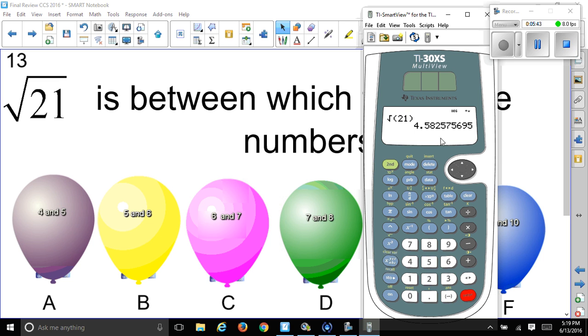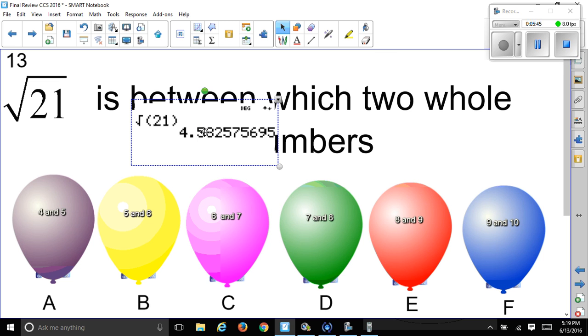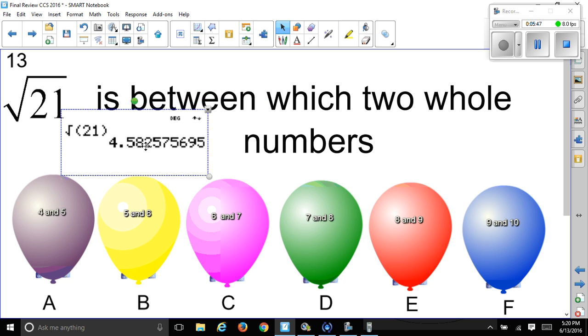Now we get this big number. Let's pull that out there. So the square root of 21 is 4.582575695, and it goes on and on forever. It is an irrational number, so it has no pattern that we can look at, and it's just a bunch of numbers that we cannot turn into a fraction.